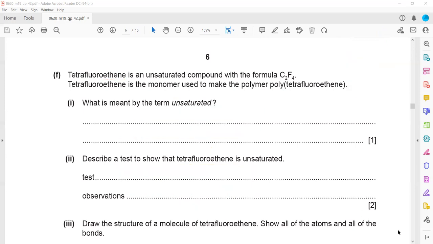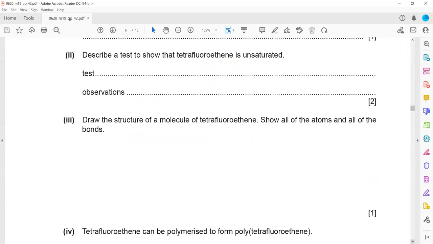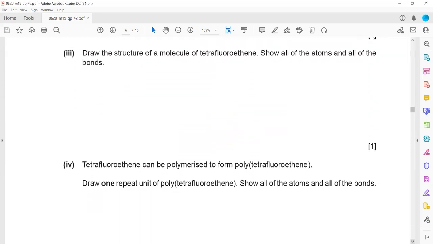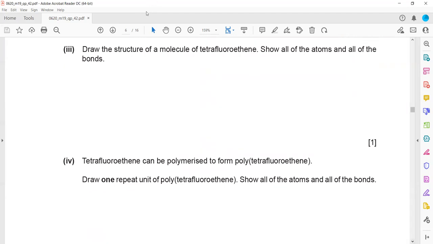Then draw the structure of the molecule of tetrafluoroethene and show all the atoms and all the bonds. So how can we draw the structure of tetrafluoroethene? From the name, you can see eth means 2 carbon, so we'll draw 2 carbon. Ene means there will be a double bond. And tetra means 4, so there are 4 fluorines attached. 1, 2, 3, 4. So this is the structure of tetrafluoroethene.